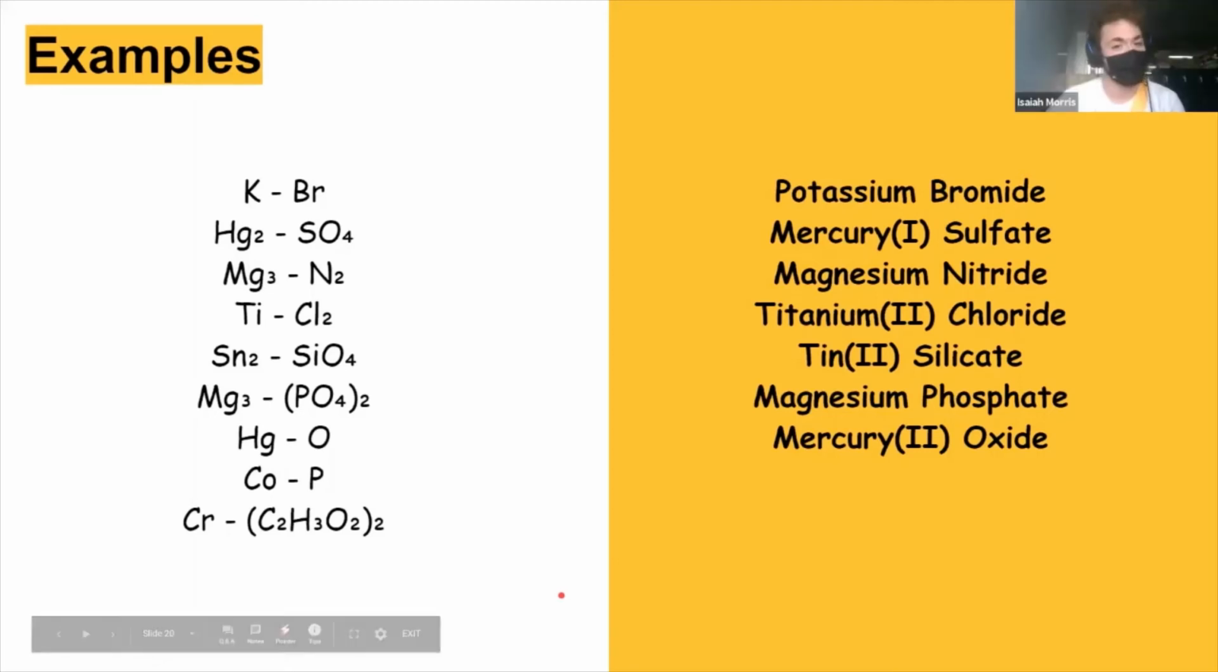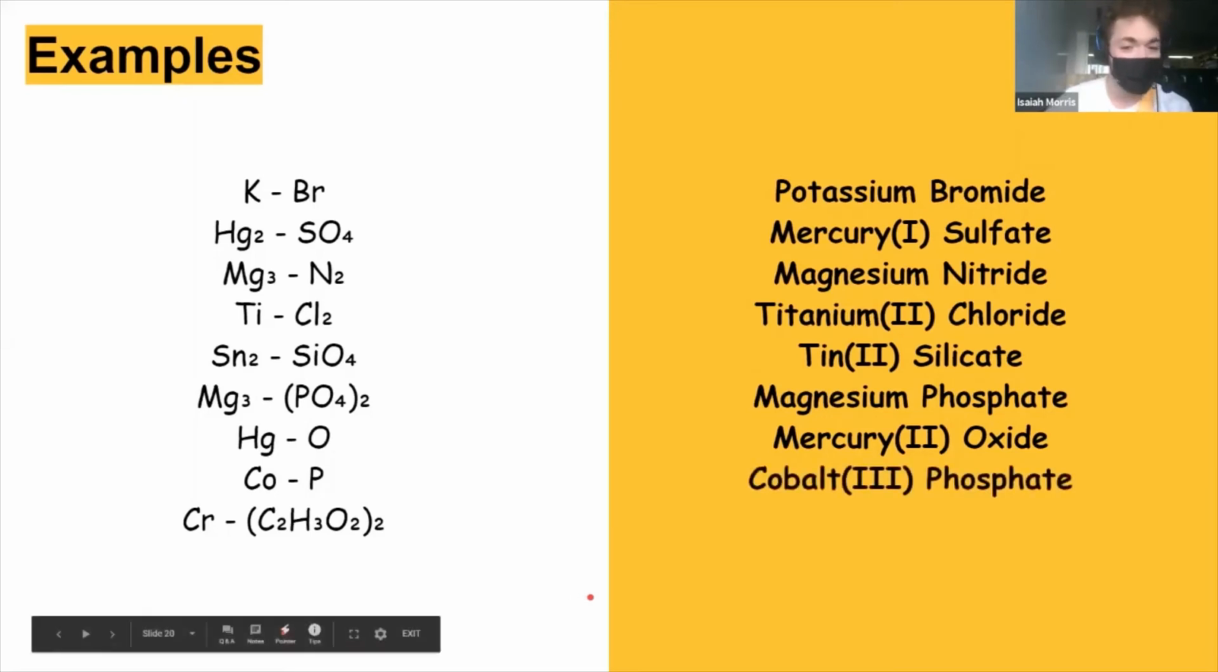Now on to this third one. Very, very close, but you're right on there. It is cobalt(III) phosphate. You guys are definitely on track with this. And then on to our very, very last example.